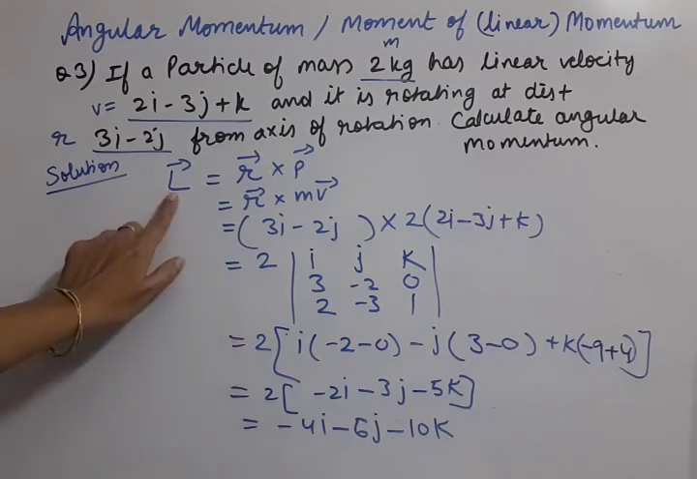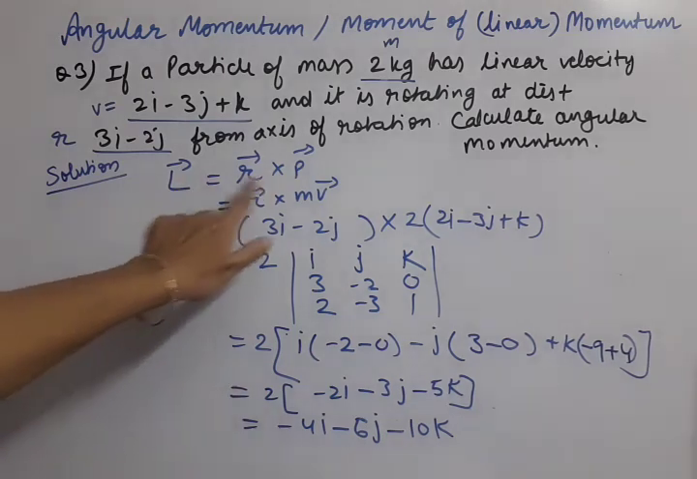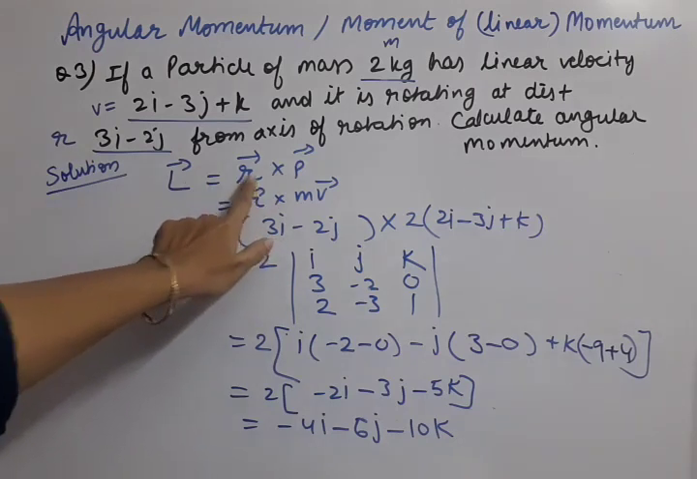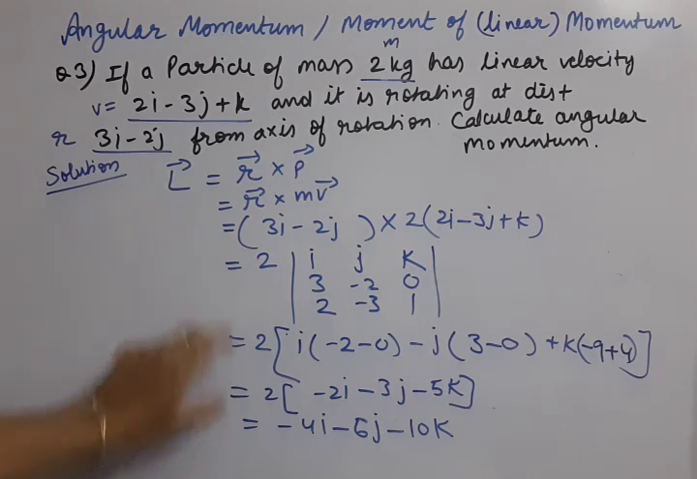Angular momentum is also a vector quantity, as you can see. This is the resultant of the cross product. So the cross product's answer is always a vector. Note down this numerical.